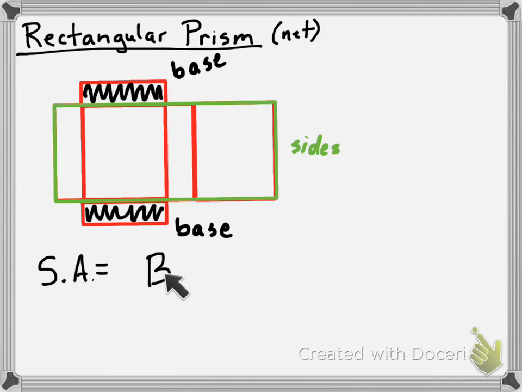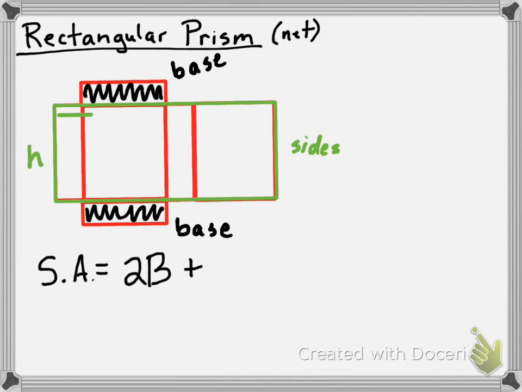So this is the area of my base, right? But since I have 2 of them, I need 2 times the area of the base. And then I need to add this to it. But what is this? This would be the height. So I know the height of that rectangle. But how would I know what the length of the rectangle is?